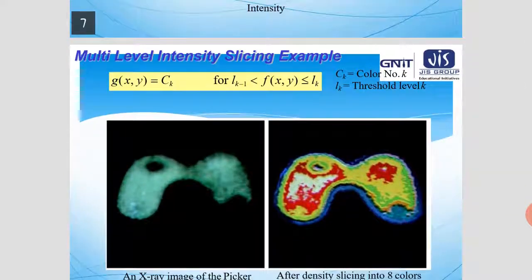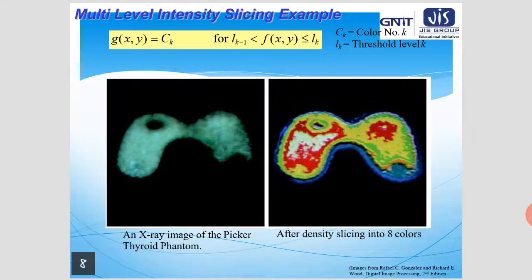If we move forward to the next slide with the example of multi-level intensity slicing, we can see that we have used the corresponding formula where Ck is the color of number k and Lk is the threshold level of k. Here an X-ray image of the corresponding Picker thyroid phantom has been shown. After density slicing into 8 colors, it has become much clearer to us.